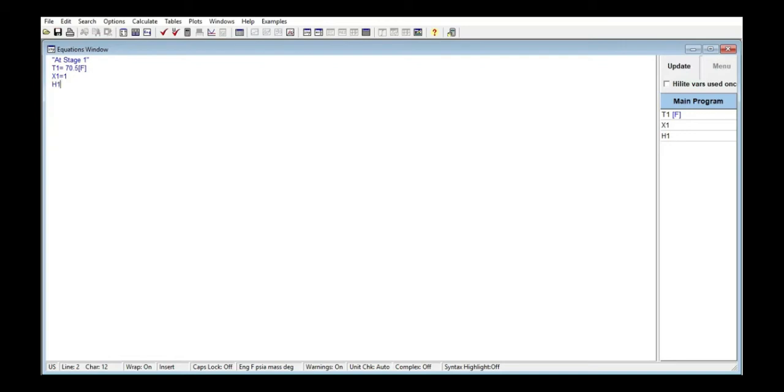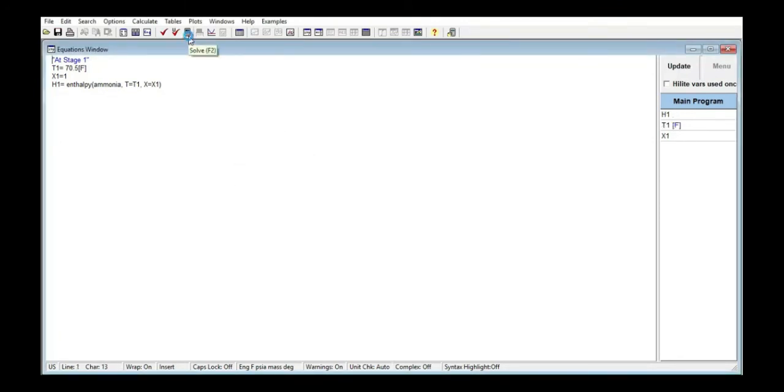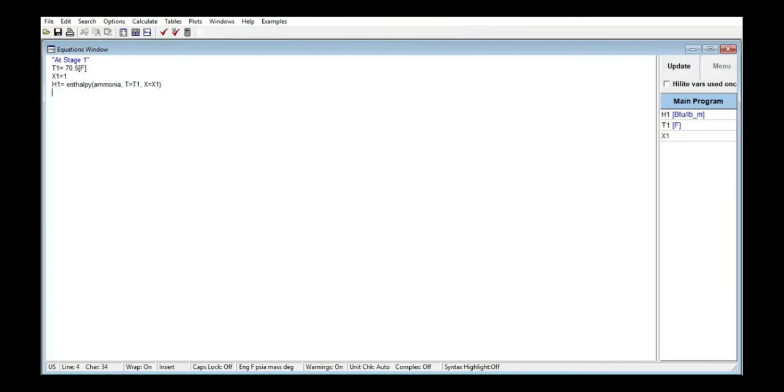Then first we will calculate the enthalpy at this stage, so we write h1 equals enthalpy, bracket, ammonia, and as we are given the temperature and quality x, we write T equals T1 and X equals x1. Bracket close, and we check the equation. There are no errors, so we calculate it, and here comes the enthalpy. The units are also mentioned in it.